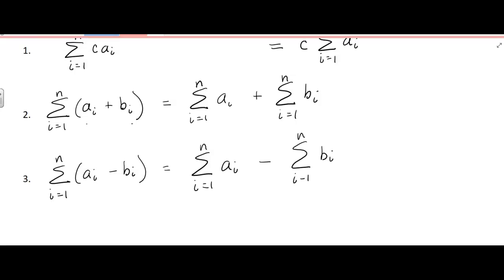All right, so those are the properties that we have for summation notation. There are examples in the book if you want to see.